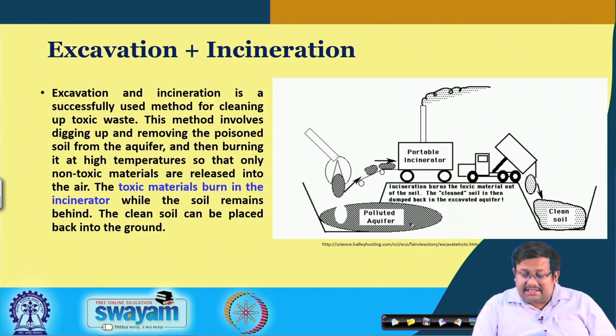As you can see, this is a polluted aquifer which contains polluted soil materials. This contaminated soil can be excavated from the polluted aquifer, and then it will be fed through this portable incinerator, and due to this heat treatment, most of the toxic materials burn in the incinerator. The incinerator burns the toxic material out of the soil, and the clean soil, you can see, is then dumped back into the excavated aquifer. So, this is a combination of two processes, one is excavation, another is incineration.